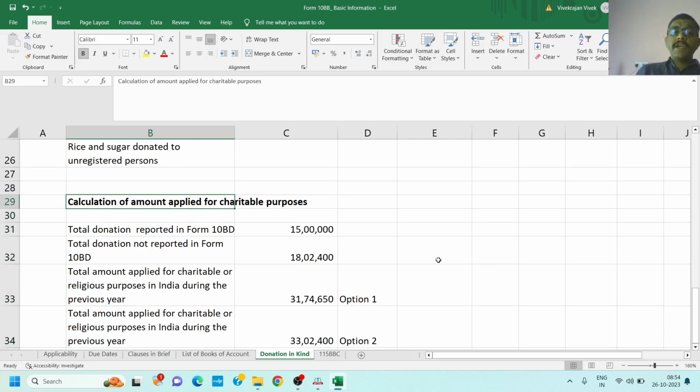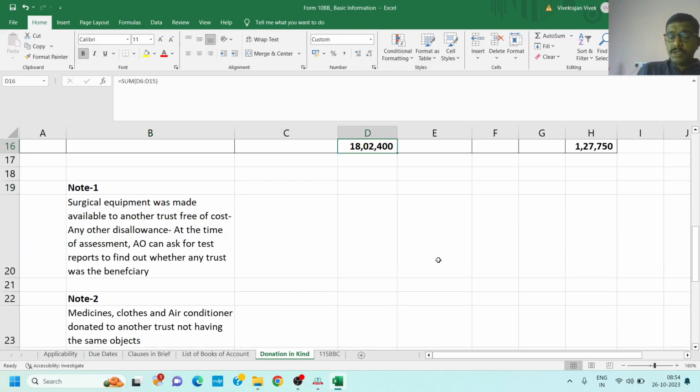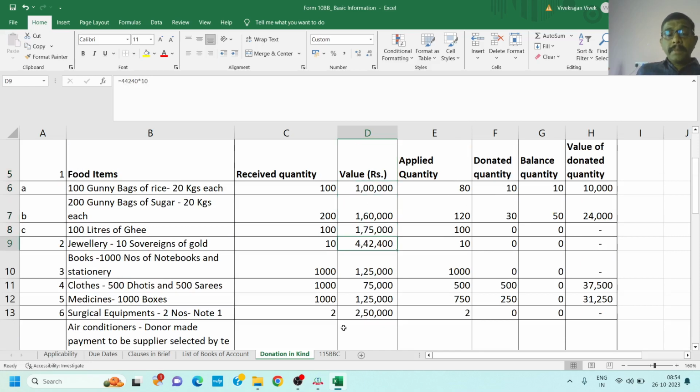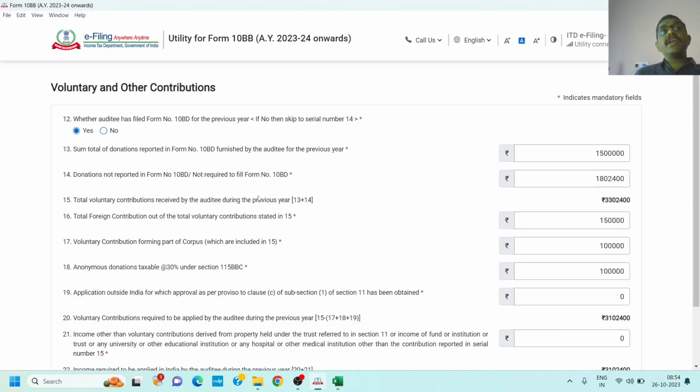Calculation of amount applied for charitable purposes. Total donations not reported in Form 10BD. This amount is the sum total of all the donations received in kind, subject to the valuations that we have done. Practical challenges that we might face is how to value the donations in kind. Donors, sometimes companies who donate in kind, give the bill along with the items that are being donated in kind. So valuation becomes easier.